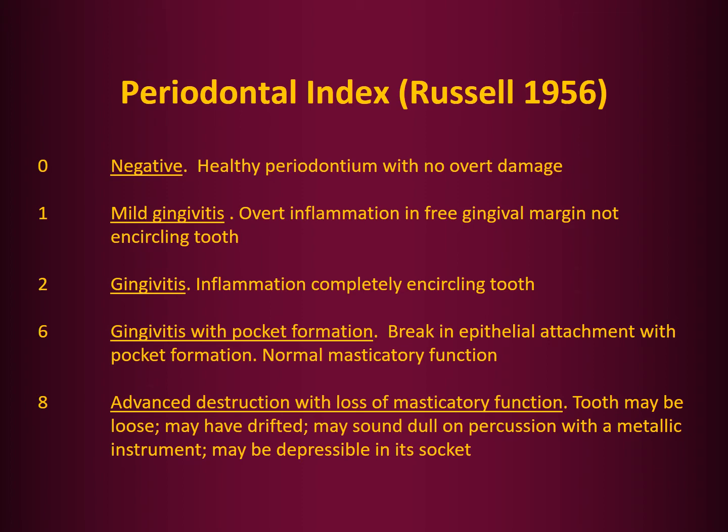There might be a dull thunk or a dull sound on percussion rather than a sharp sound that might be made with a tooth that is normal in terms of its periodontal support. The tooth might also be depressible in the socket. Now, this instrument is not used very often because it's difficult to quantify, and there's no way to measure attachment loss based on this particular index. So it has limited applicability at this point. But again, it's included for historical reference.